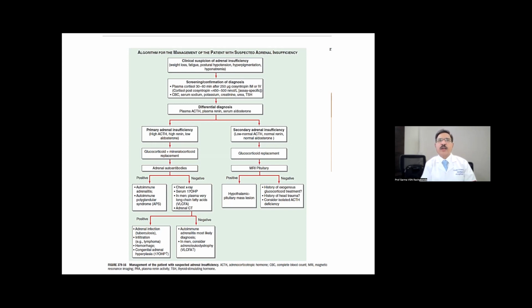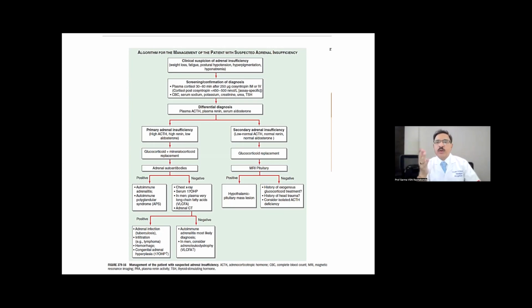What are the two things? Is it secondary? Is it primary? Because for primary, the treatment is different. For secondary, the treatment is elsewhere. It is in the pituitary. So let's go to the secondary side. Secondary adrenal insufficiency: low or normal ACTH, normal renin, normal aldosterone. That means ACTH is not coming from the pituitary. Renin is not increased or decreased because mineralocorticoid is intact, with normal aldosterone levels. Pituitary has got nothing to do with the mineralocorticoid. Aldosterone is normal, renin is normal, but ACTH only is low here. That means secondary adrenal insufficiency.